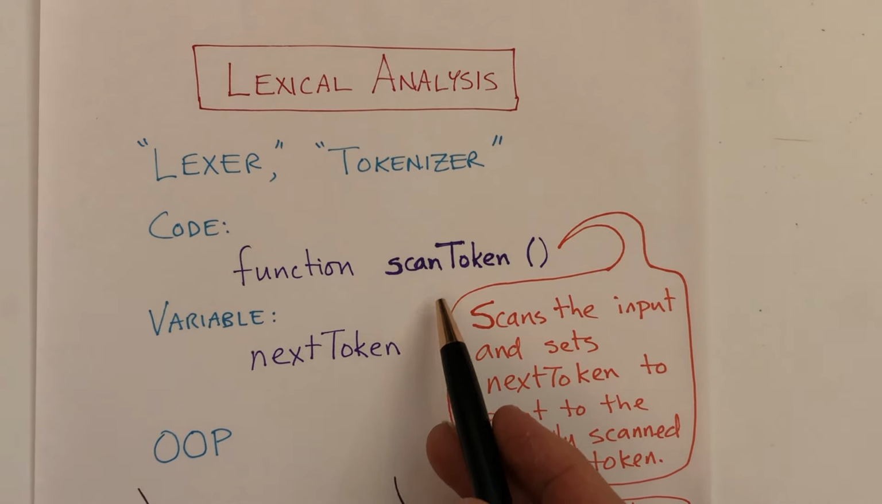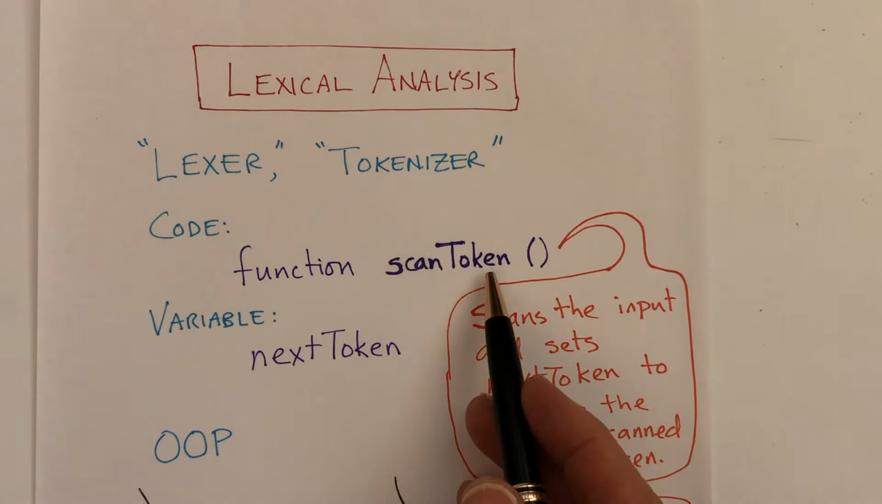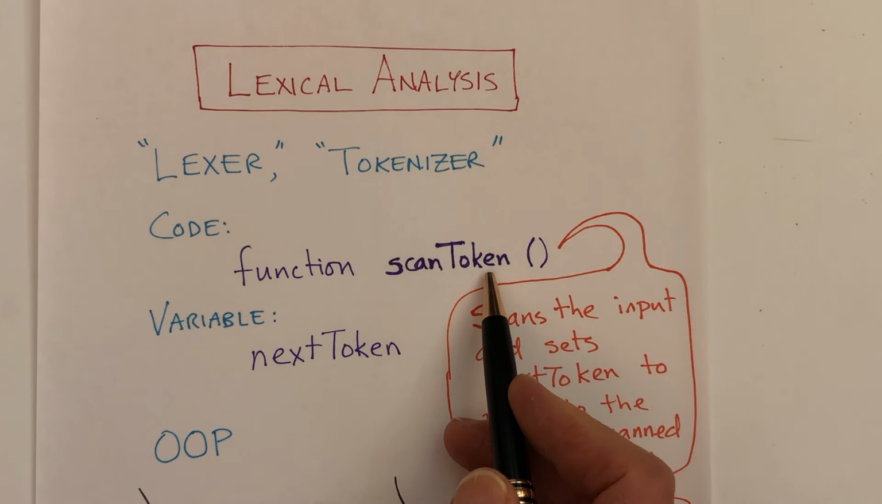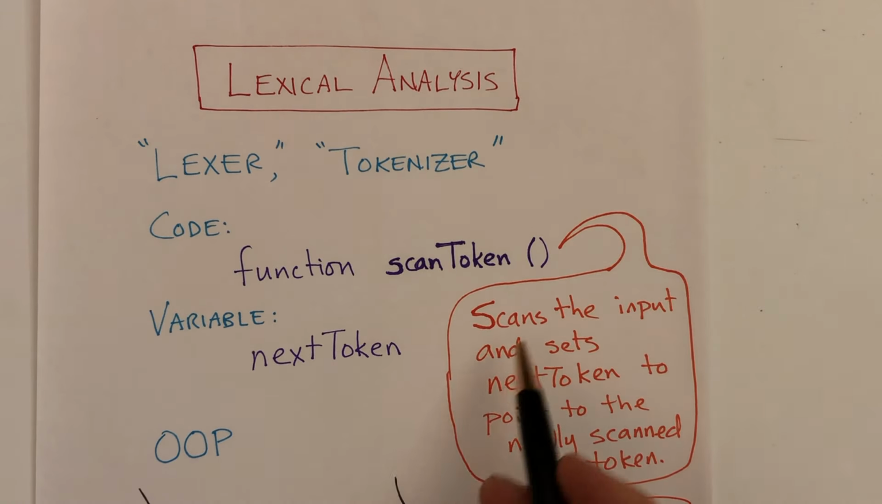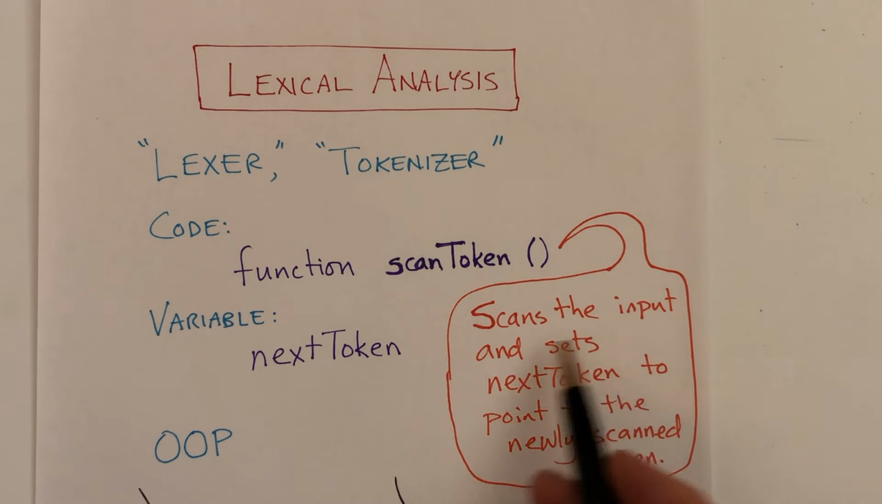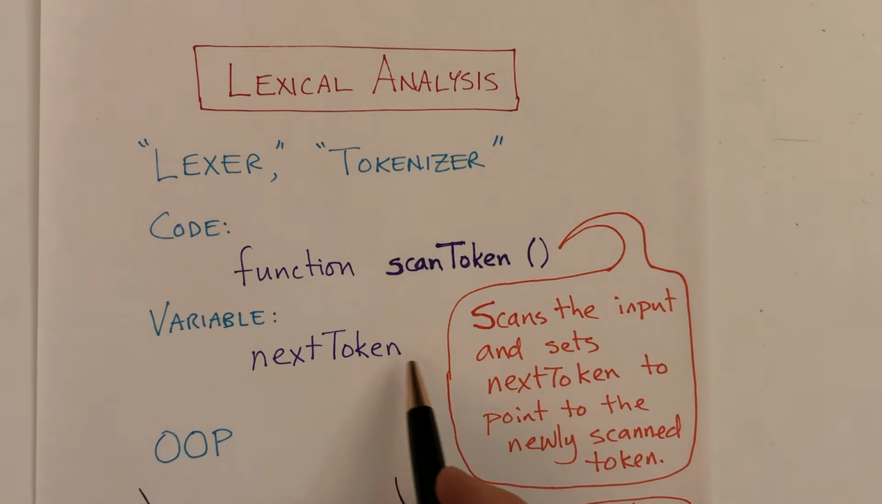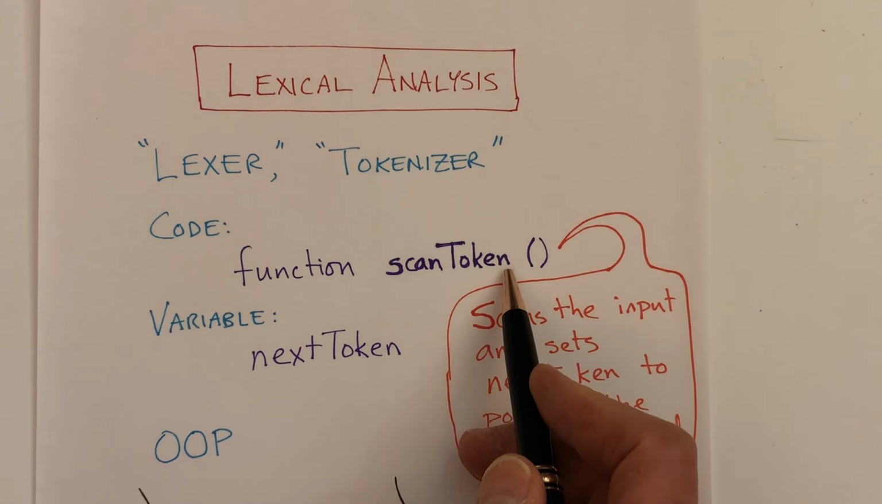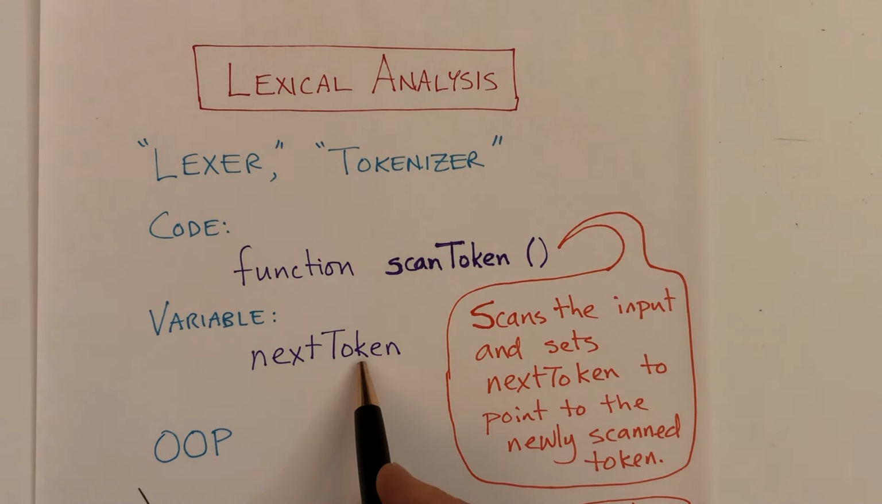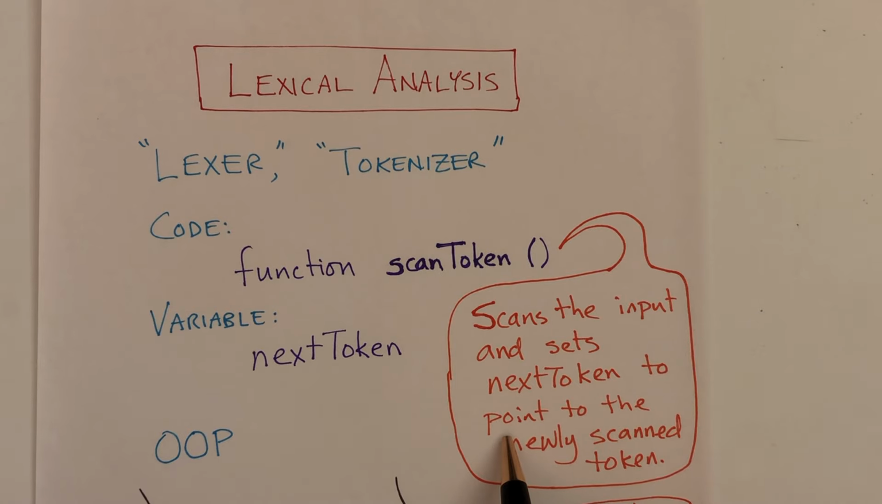So in our organization, we will assume that we have a function called scan token. I'm not going to specify it here, but we'll assume that it scans the input, reads in from the input, and we've got a variable called next token. And every time we call scan token, it will set this variable to point to the newly scanned token.